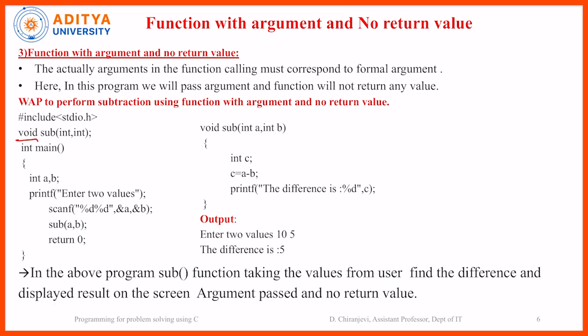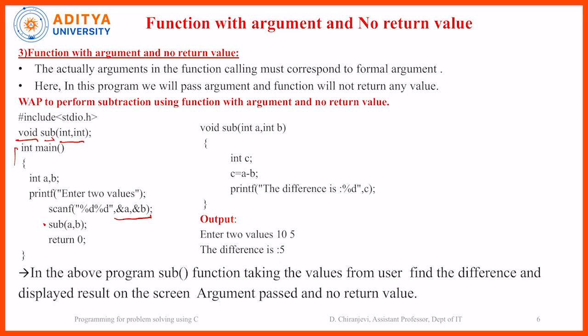Now let's understand. Void is the no return type and sub is the function name, and I have passed the arguments. How many arguments have I passed? Int comma int. Every argument is separated with a comma, so I have passed 2 arguments. If I am passing 2 arguments, these 2 values must be given by the main function. So the main function must have 2 values, then only can it give them to the subtraction function. In the main function I declared 2 variables a and b, then I read 2 values using scanf, then I called the function.